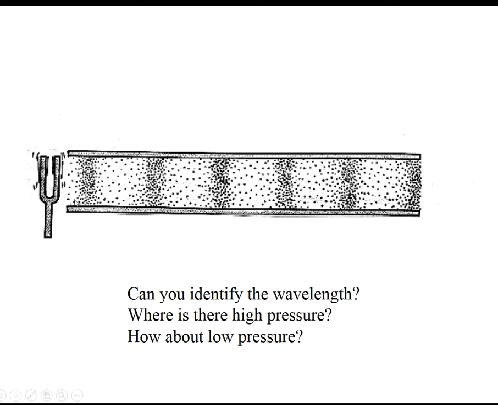Where are the places of high pressure? Where are the places of low pressure? Well, if I were to look at this, I would say from this place of high pressure to the next place of high pressure would be the length of my wave. In other words, if this was a snapshot in time, this is the distance you'd have to go before this pattern repeats itself. So from here to here would be the length of the wave, or the wavelength.